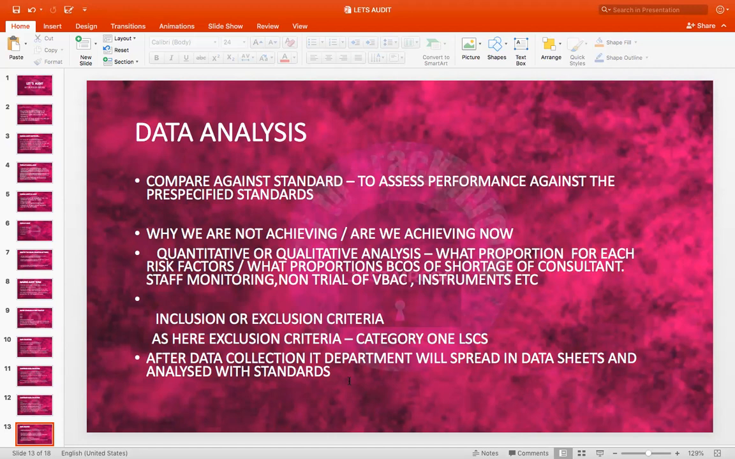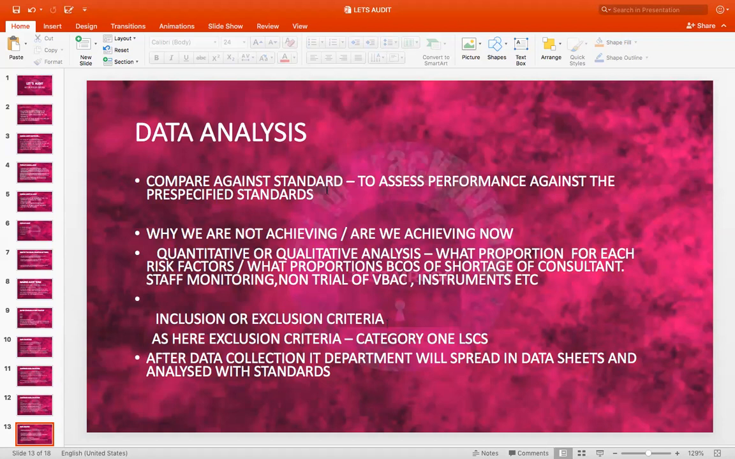Now, the IT department, who has spread the analysis and the data in sheets, will compare with our hospital. In our hospital, for VBAC, 2 women needed emergency cesarean, and 2 women could deliver normally. So we are not matching the standard. The standard is that 1 should need emergency cesarean, but in our hospital, 2 are needing cesarean section. So that is the comparison. This is the standard and this is the comparison. So in data analysis, compare against standard, that is the buzzword.